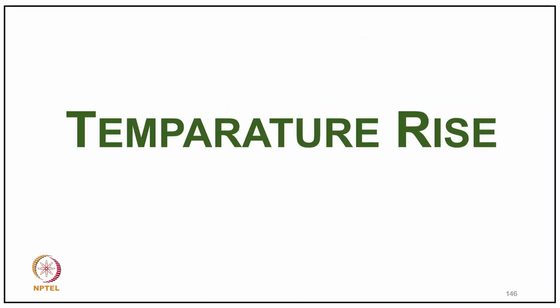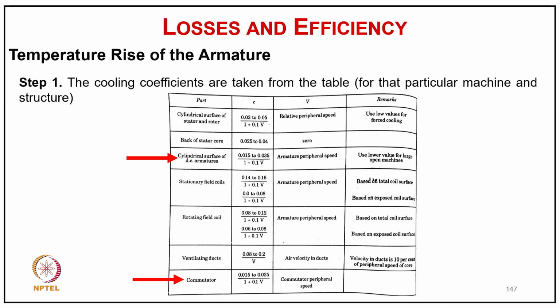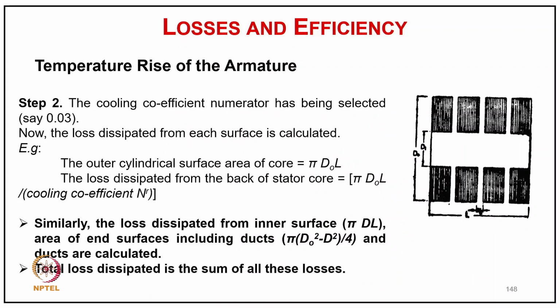Now coming to temperature rise. For the temperature rise of the armature, step 1, the cooling coefficients are taken from the table for the particular machine. Typically for a cylindrical DC machine the cooling coefficient is 0.015 to 0.035 divided by 1 plus 0.1 V, and for the commutator it is 0.015 to 0.25 divided by 1 plus 0.1 V, where V is the peripheral speed. Now, step 2, the cooling coefficient numerator is selected, say 0.03.